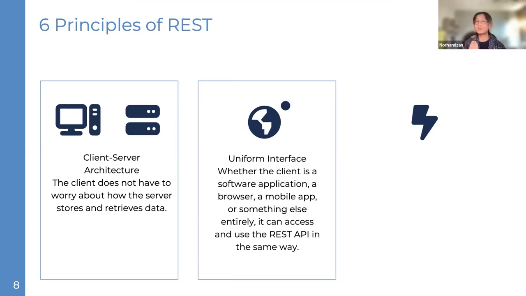And then it should also be uniform. So whether the client is a software application or mobile apps, it should be able to access the REST API in the same way. So as a developer, you're supposed to make this kind of thing a standard, such that if there are multiple teams in your company, you have a mobile apps team, you have the web team, they should be able to access those APIs the same way across the board.